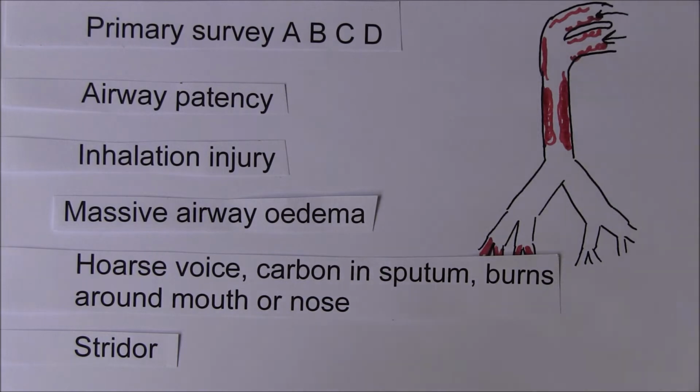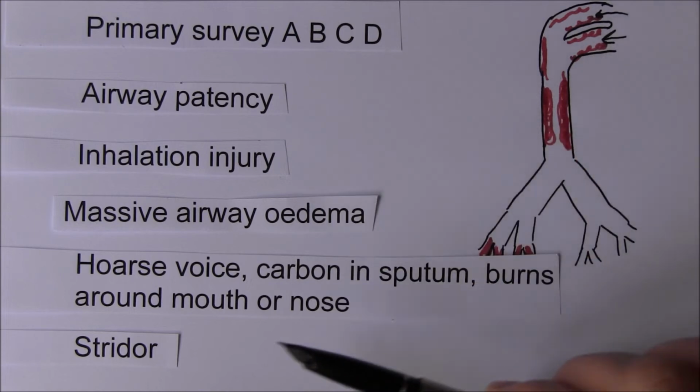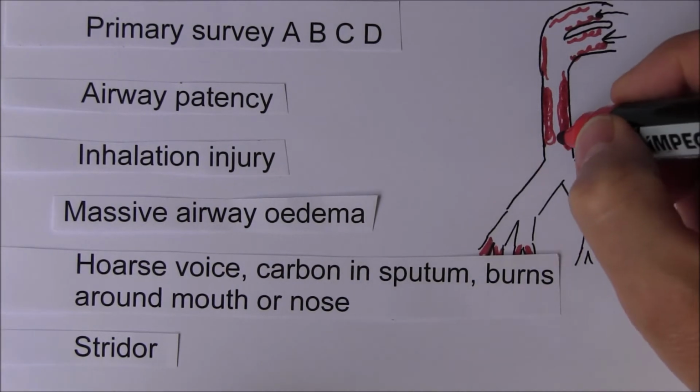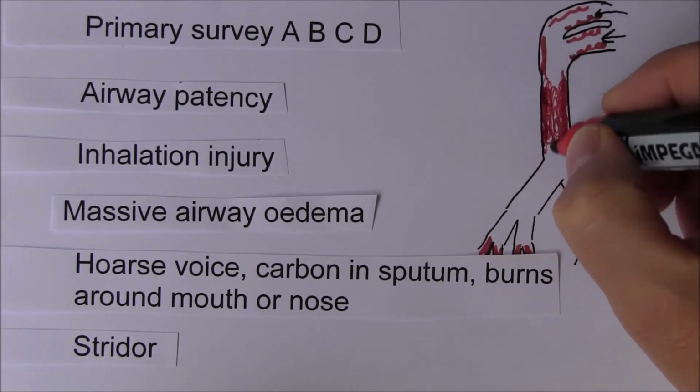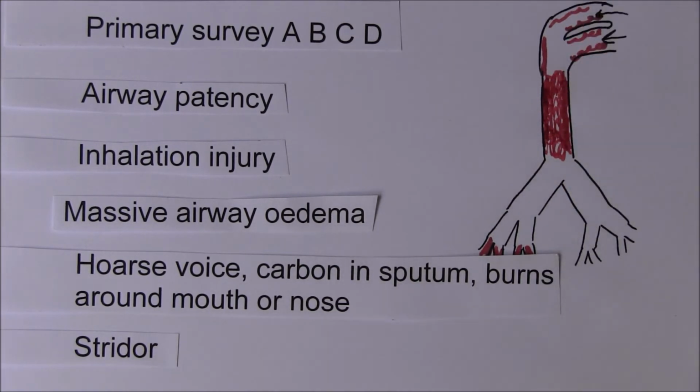Because if we've got history of inhalation injury, if we've got hoarseness, carbonaceous sputum, burns around the mouth or nostrils, or stridor, then that means the inflammatory process has begun, and the inflammatory process will continue for a period of time. And as the inflammatory process continues, the swelling will become greater, and the risk of airway obstruction and death from airway obstruction is there. So very often, prophylactically, we can give intravenous hydrocortisone to prevent this.